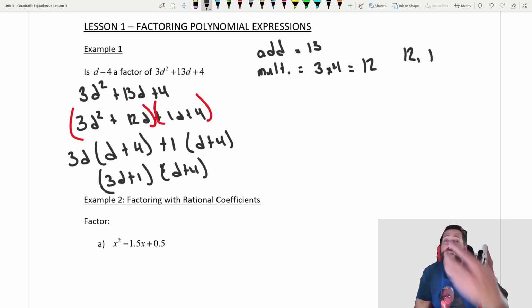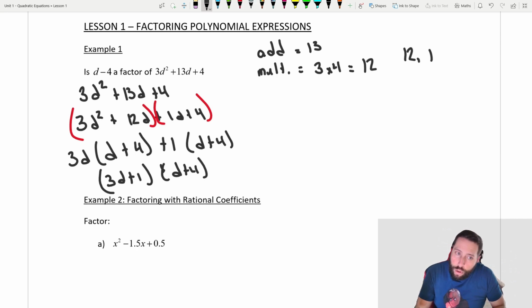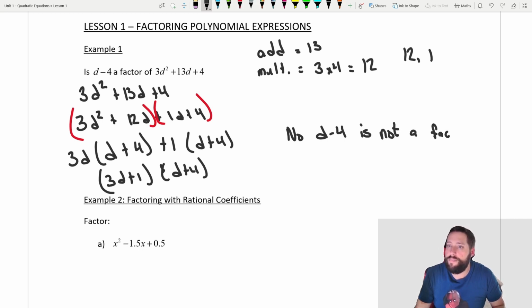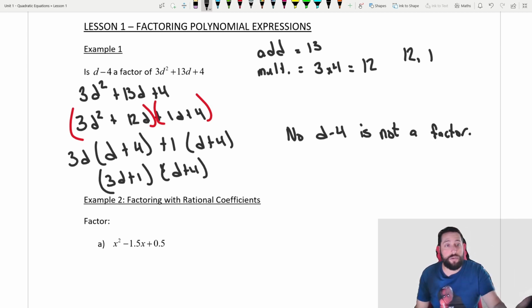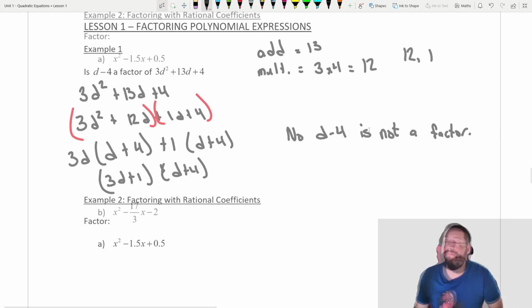Now, to answer the question for example 1, is d minus 4 a factor? Because it is not shown here, we can say that no, d minus 4 is not a factor. Okay, so there you go. Make sure that you still answer the question that's being asked. The question was, is d minus 4 a factor? And we say with a sentence at the end, no, it is not.